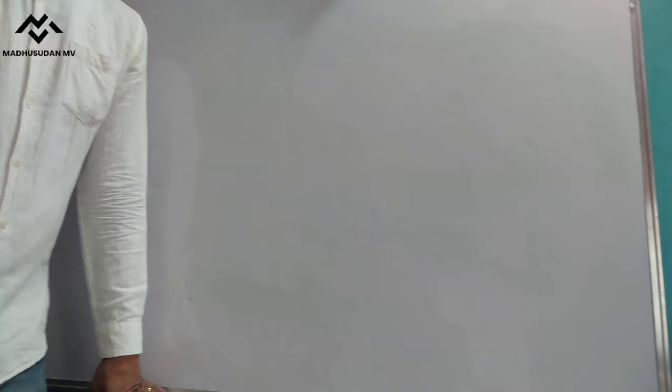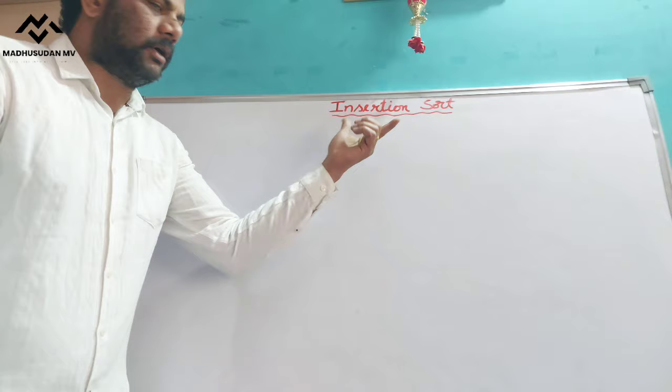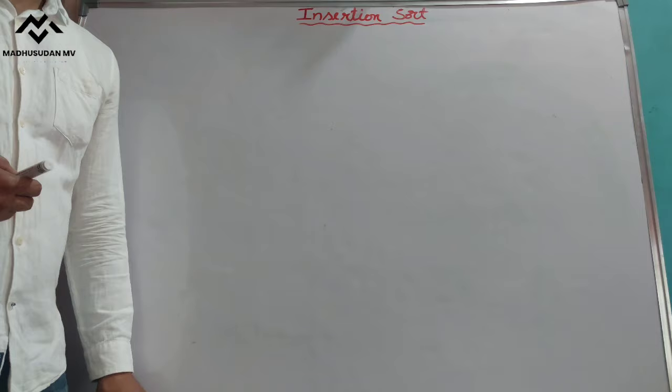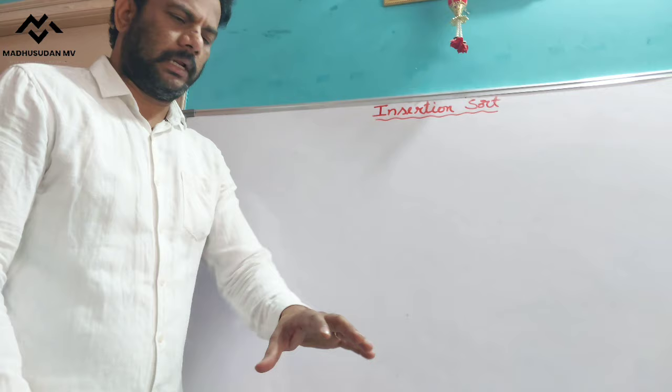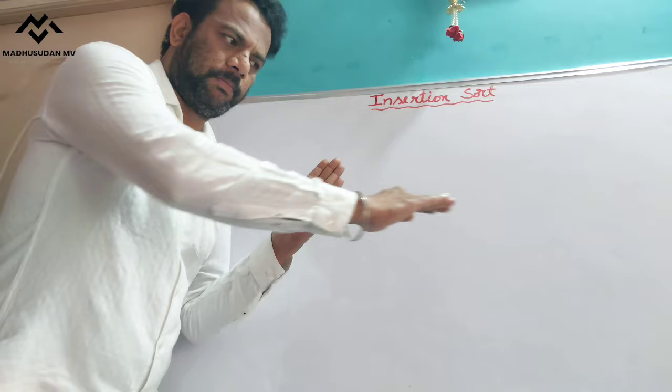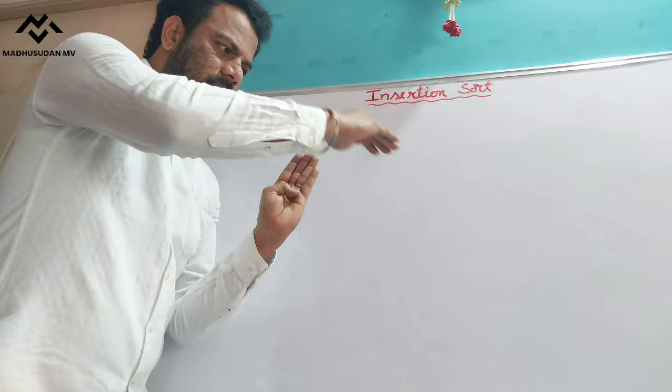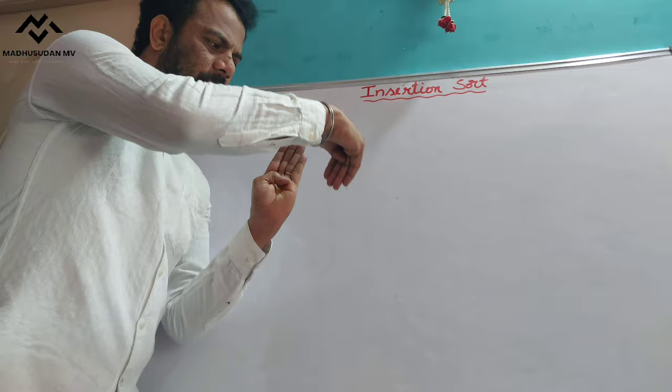Let us take one simple example for that. Assume, I think you know how to play rummy. Generally in rummy, 13 cards will be distributed. We take one card and keep it in our hand, then we pick the second card and compare it to the first card. If the second card we pick is greater than what we have in our hand, we keep it in the second position.